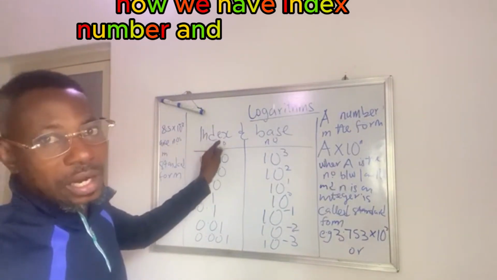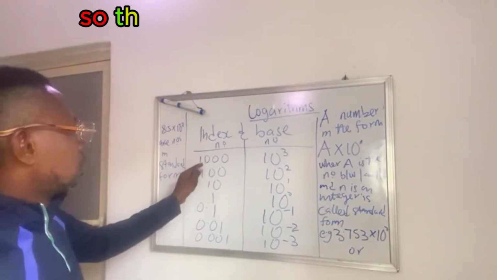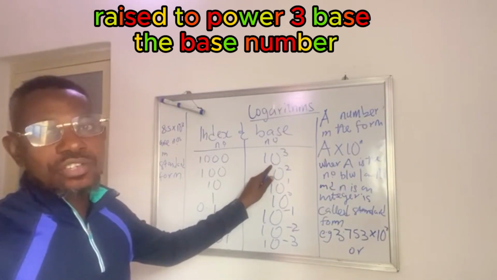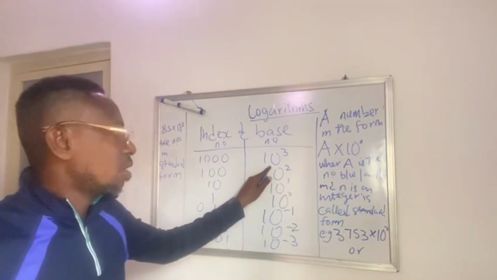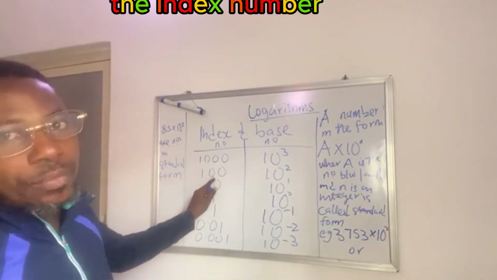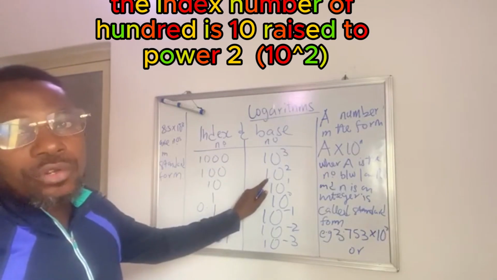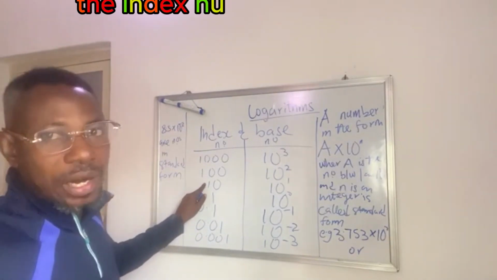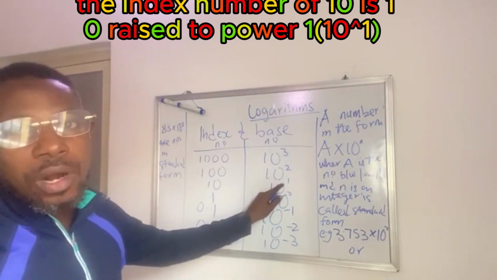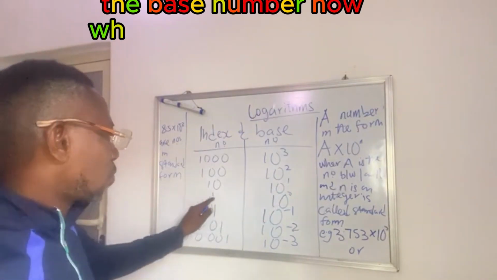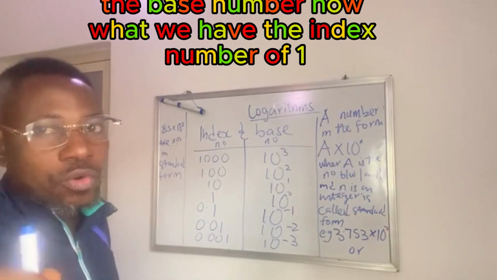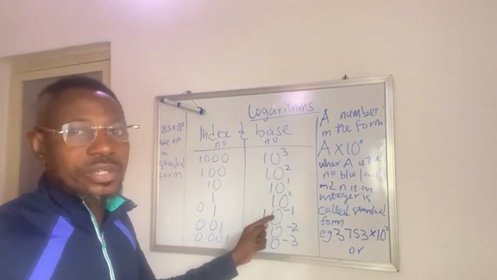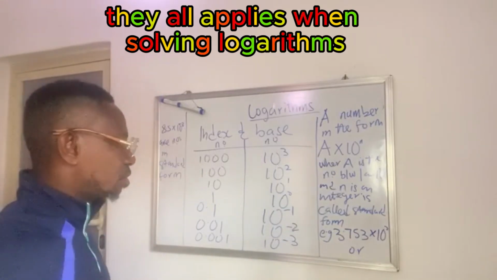Now we have the index number and we have the base number. The index number of 1000 is 10 raised to power 3. That's the base number. Likewise, the index number of 100 is 10 raised to power 2 as a base number. Also, the index number of 10 is 10 raised to power 1. Now, when we have the index number of 1, the base number has to be 10 raised to power 0. All these are laws, they all apply when solving logarithms.